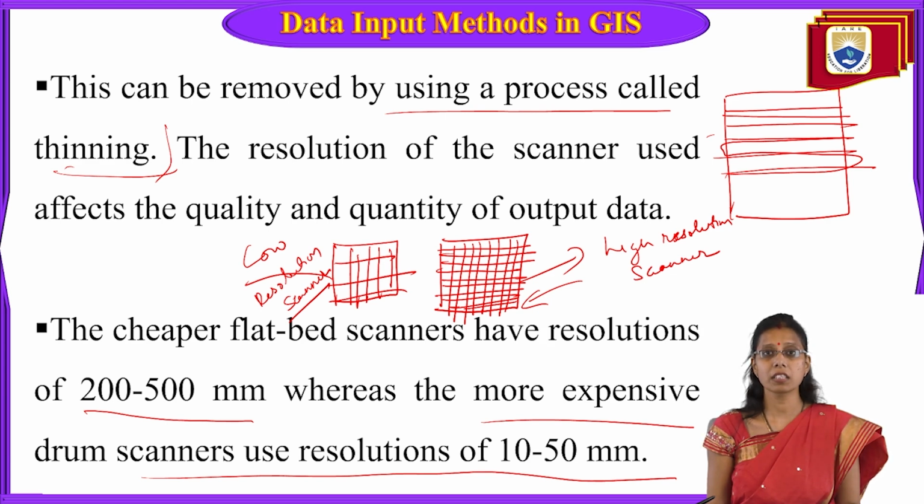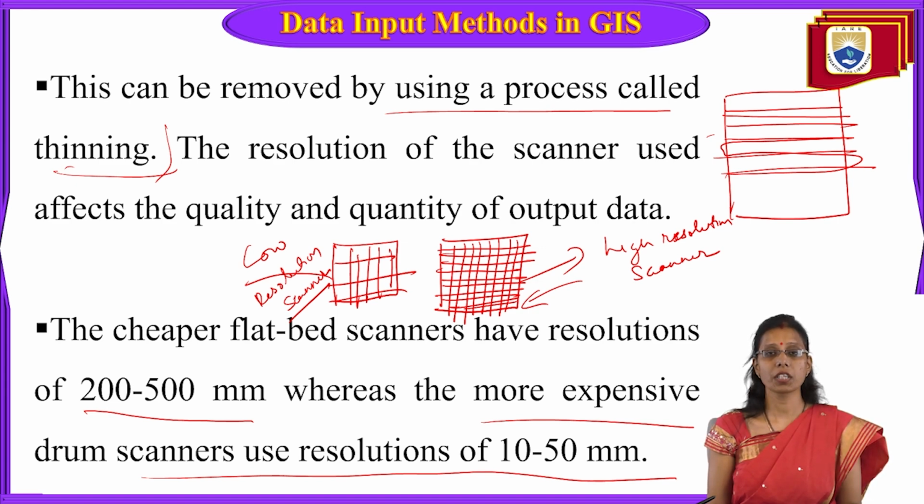There are three methods, and there is only one requirement: the data should be in digital format. Once the data is not in digital format, we cannot use it in GIS. To convert this data to digital format, it has to be converted into raster format. So how can we input the data? We have three types of input methods.